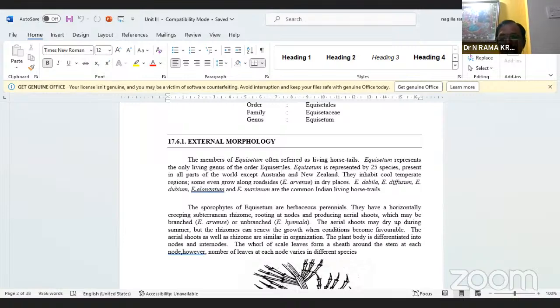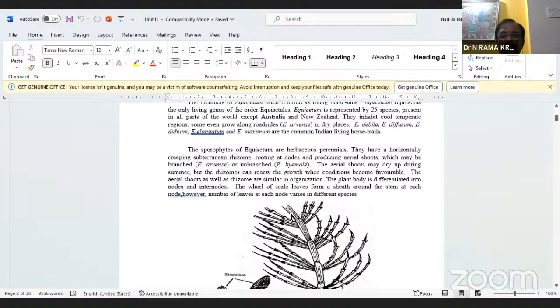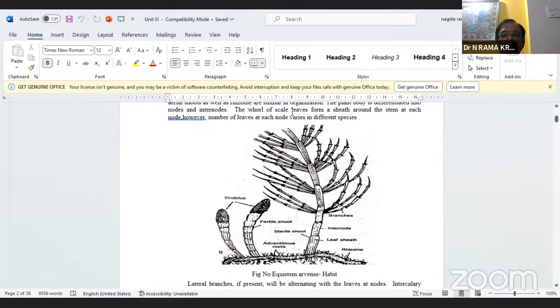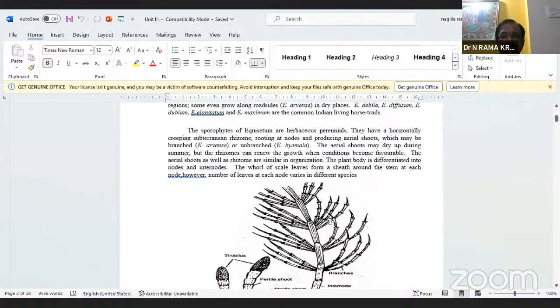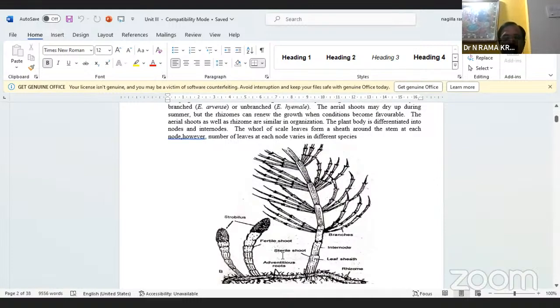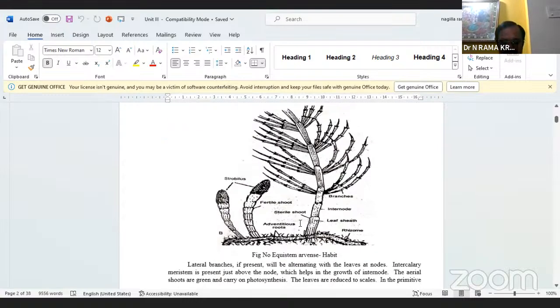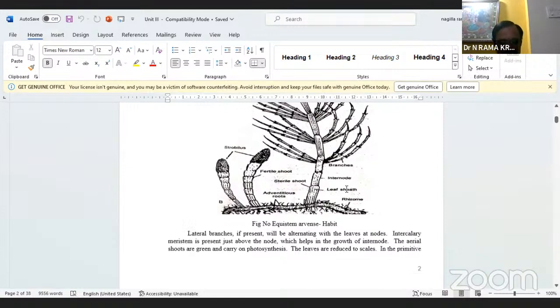Now you see here, when we look at this plant, it has horse tail-like structures. The species of Equisetum are herbaceous, evergreen perennials with creeping branches, the rhizome, from which arise erect aerial stems. These are all the external features. The plant body is a sporophytic plant body, differentiated into roots, stems and leaves.